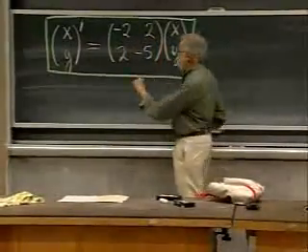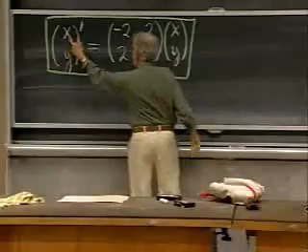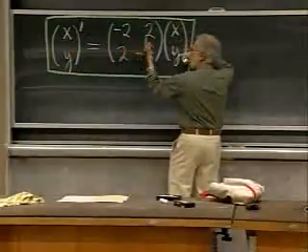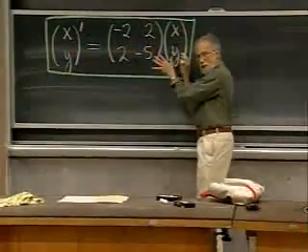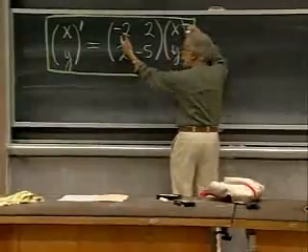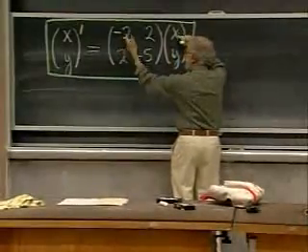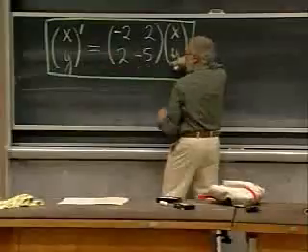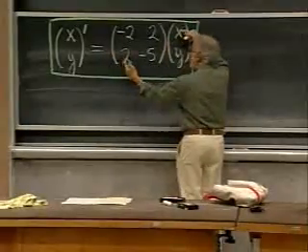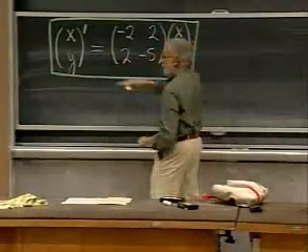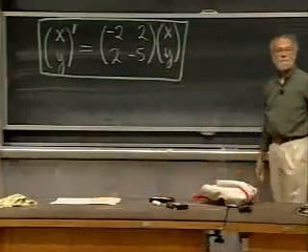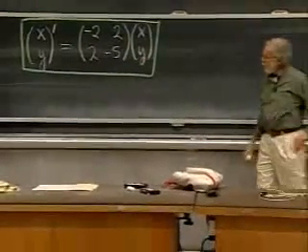Does it? Let's see. The top here is x prime. What's the top here? After I multiply these two, I get a column vector. And what's its top entry? It's negative 2x plus 2y. There it is. And the bottom entry, the same way, is 2x minus 5y, just as it is down there.